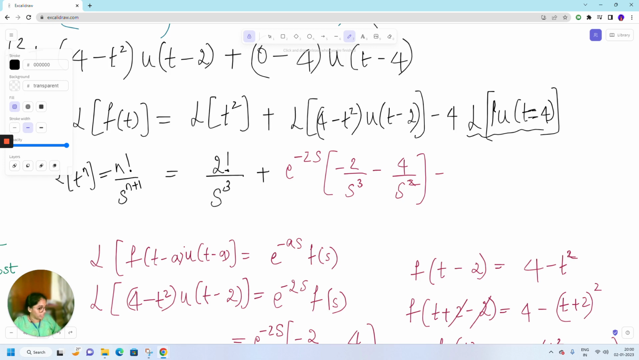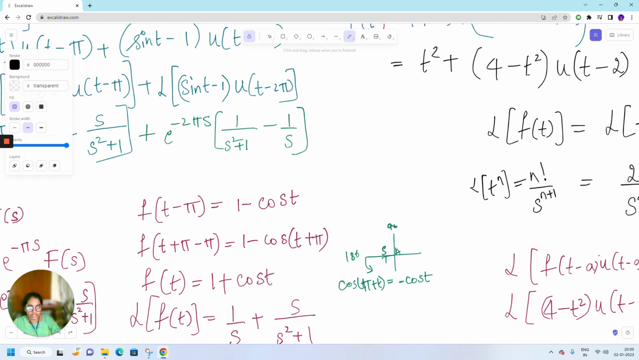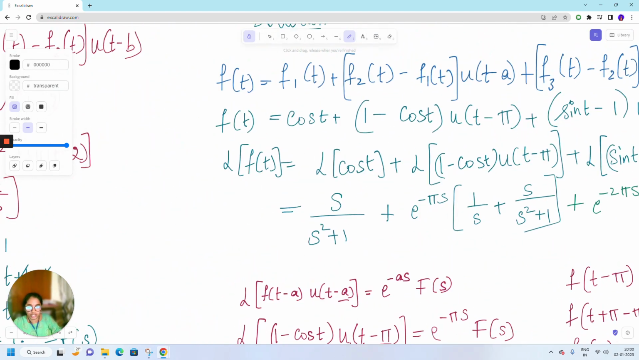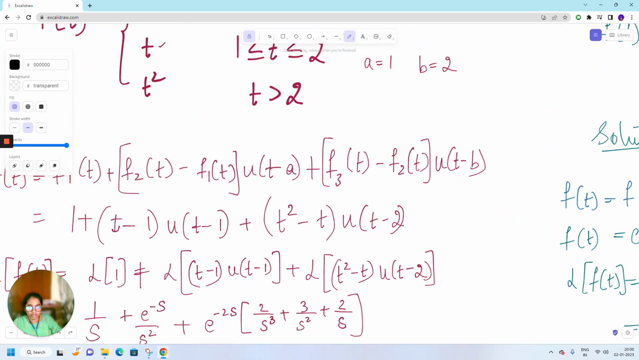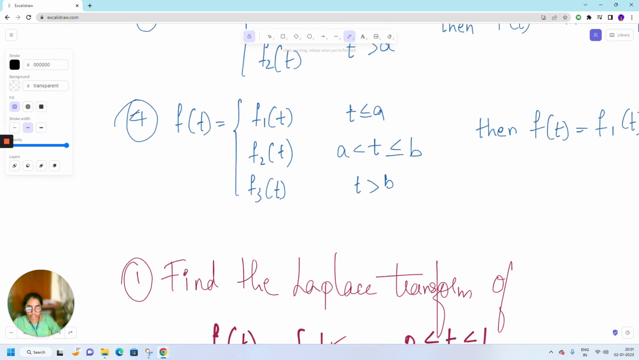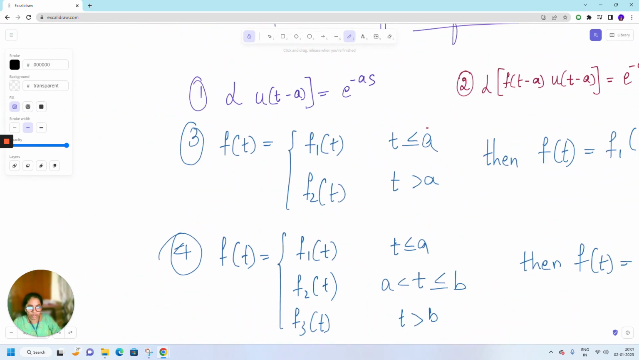Observe the 4 properties. If you observe the 4 properties, our question is in the form of the first property. What was the first property? The first property was Laplace of u of t minus a is equal to what? e power minus as divided by s. We have one divided by s over here.